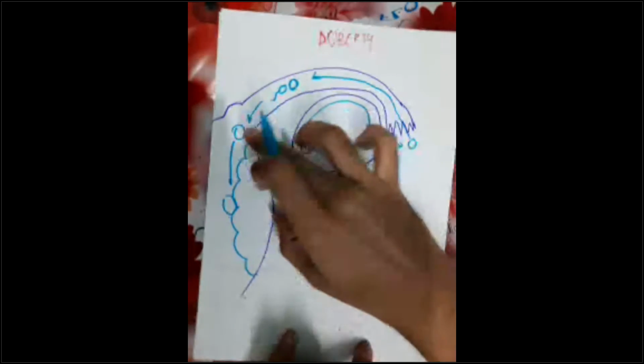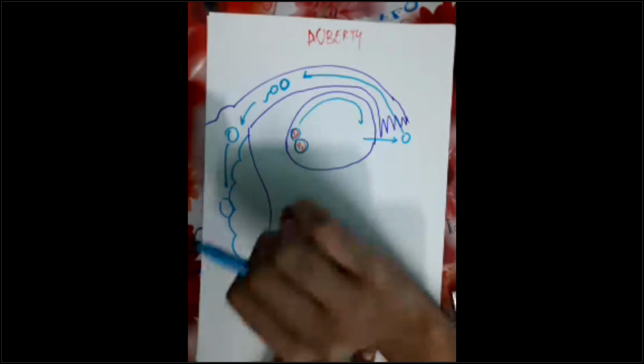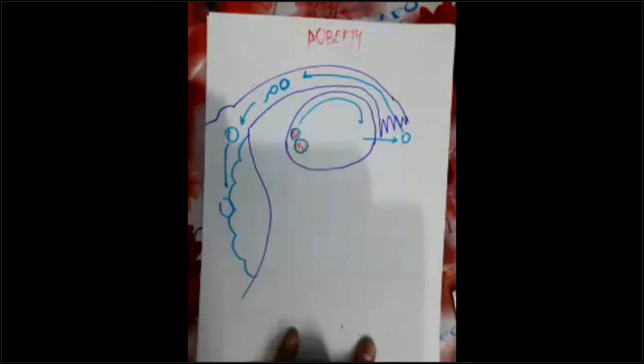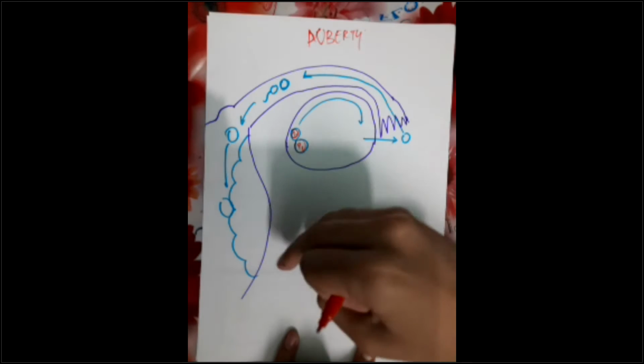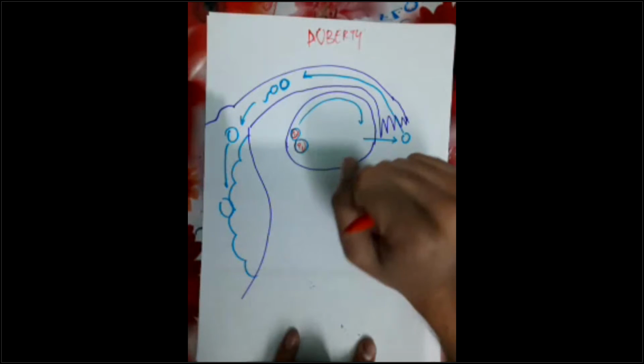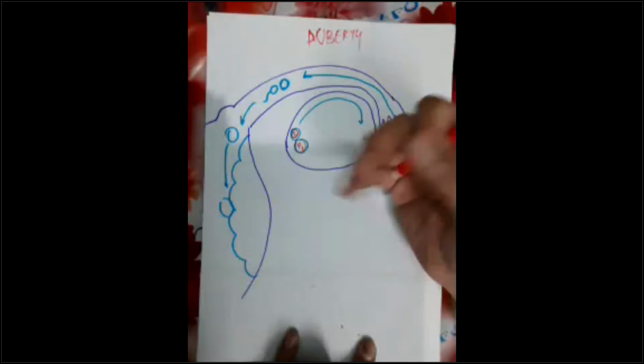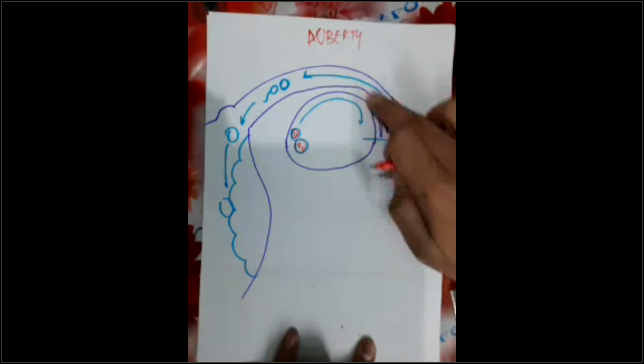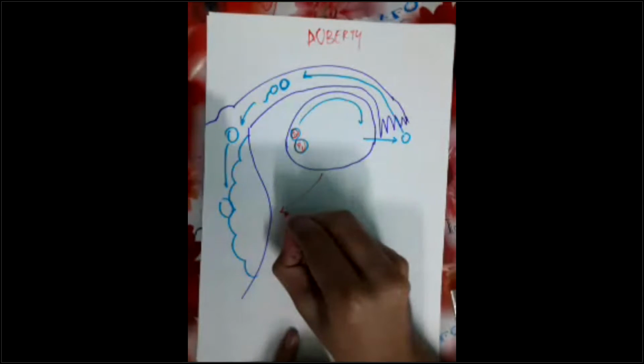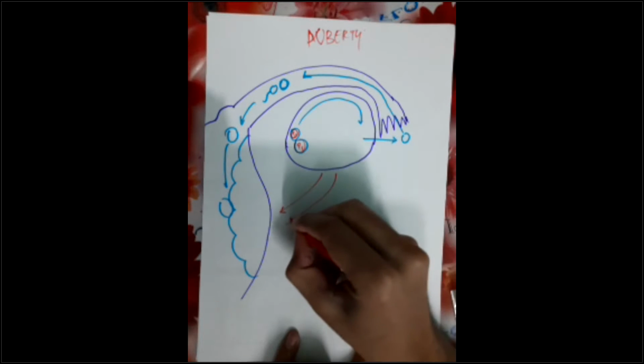Now, for this proliferation of endometrium, I told you estrogen and progesterone help. Estrogen helps in proliferation, and for maintenance, progesterone helps. So where are this estrogen and progesterone coming from? From these cyclical changes only estrogen will come, and from these cyclical changes only progesterone will come.